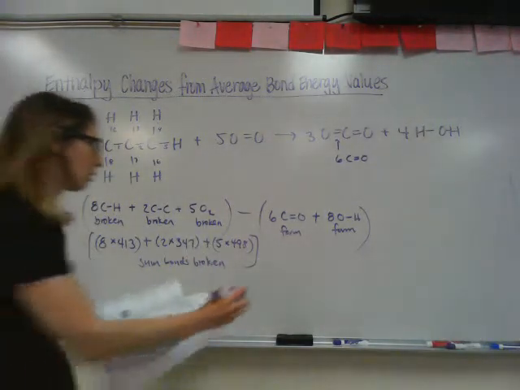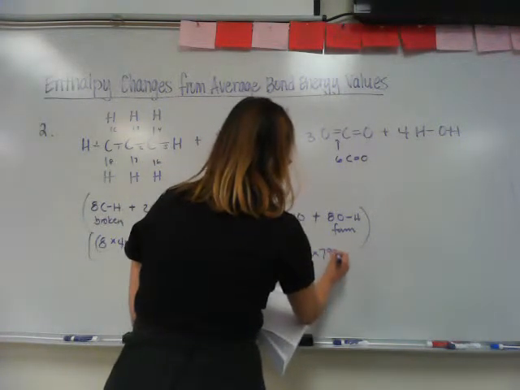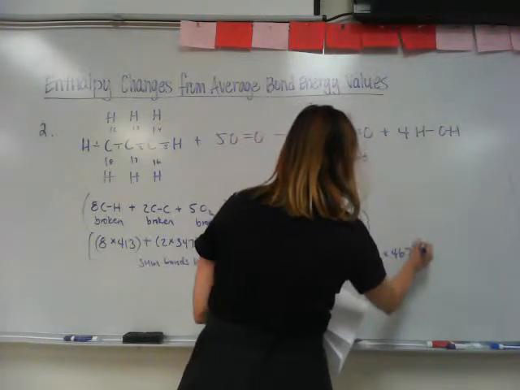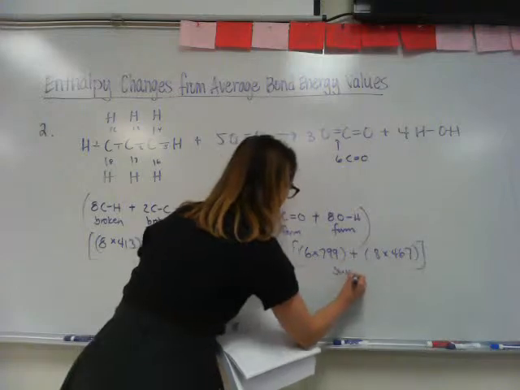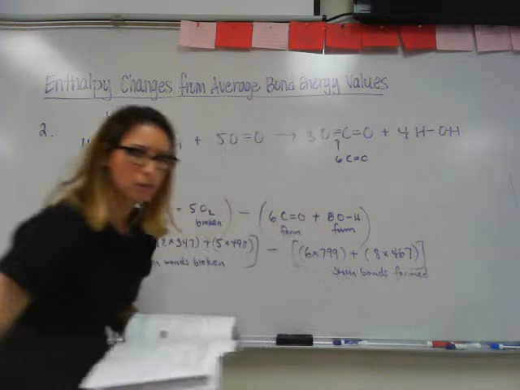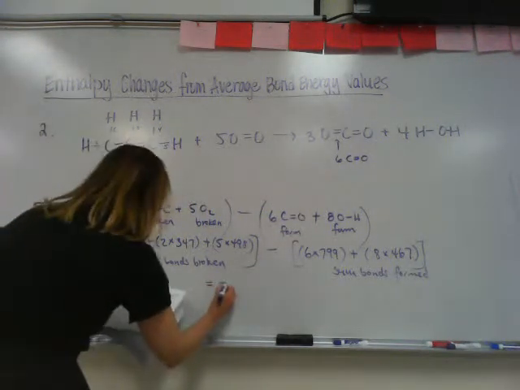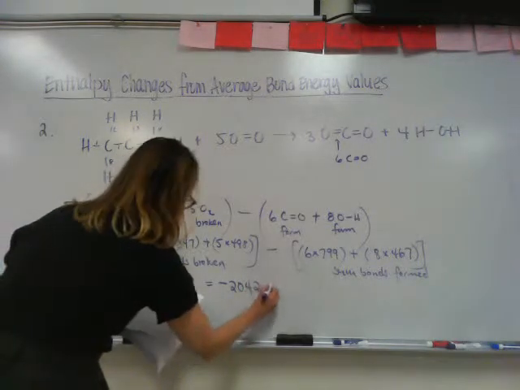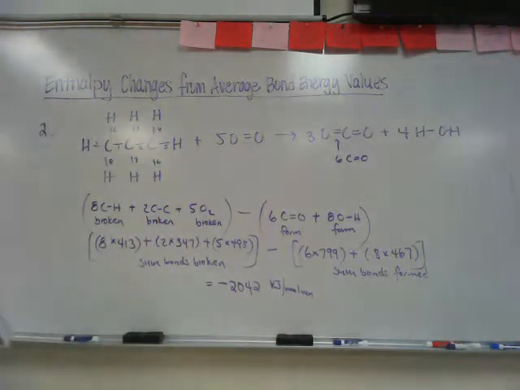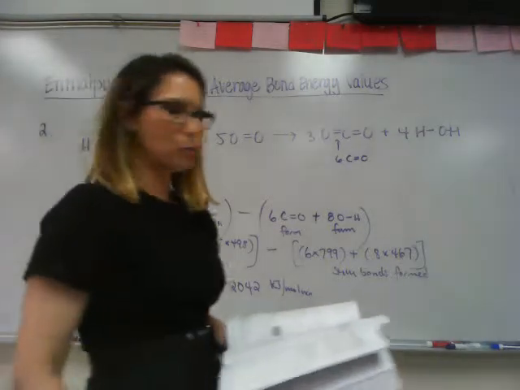And then subtract 6 times 799 plus 8 times 467. And this is the sum of the bonds formed. You're going to end up with negative 2,042 kilojoules per mole of reaction. Last one.